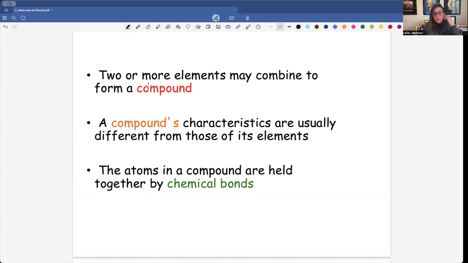So the atoms in a compound have to be held together by what we call chemical bonds, and that's how they come together. They form bonds between each other, and that's what holds them together, and they form this compound.